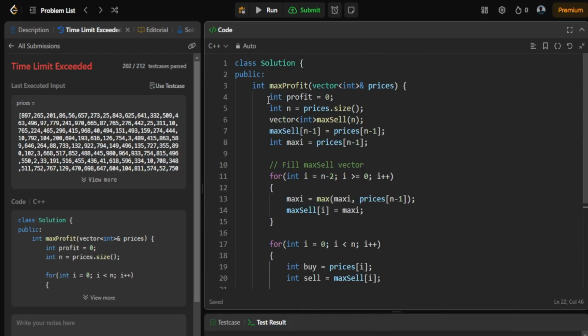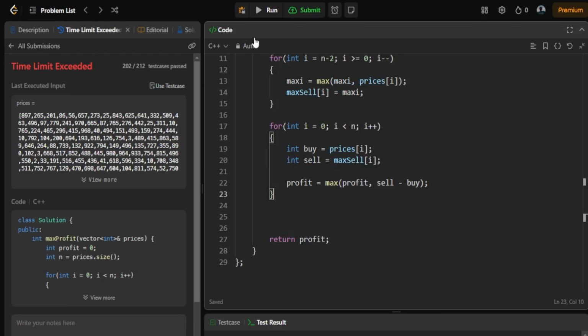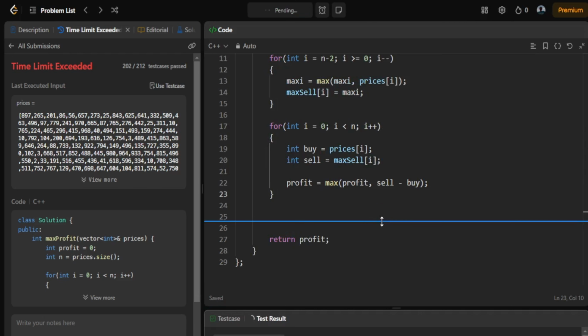Let's just see it again. We have a profit variable and its initial value is 0, then n stores the size of the price array, then we have a vector, we just put the last value as it is, and we run a loop from i equal to n minus 2. So instead of doing i plus plus, we will do i minus minus, right? Because we are running a loop from n minus 2 up to 0, so we'll do i minus minus, not i plus plus. Then maxi is equal to maximum of maxi and prices of i. So this will also not be n minus 1, it will be i, and then max sell of i is equal to maxi. For i equal to 0, i less than n, I think the rest of the code is right.